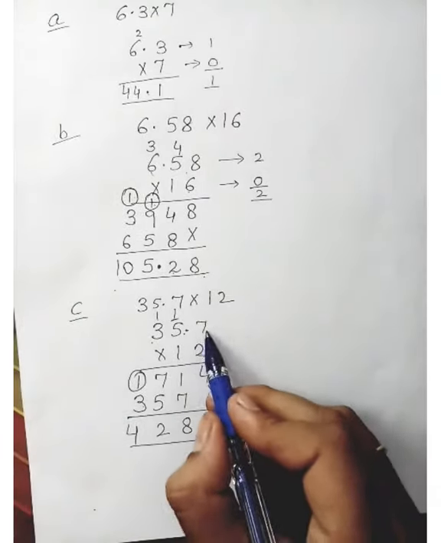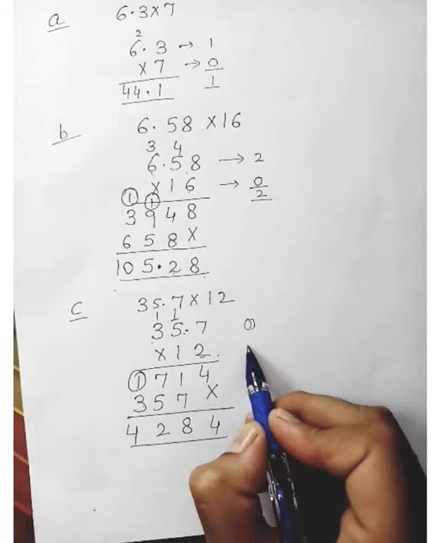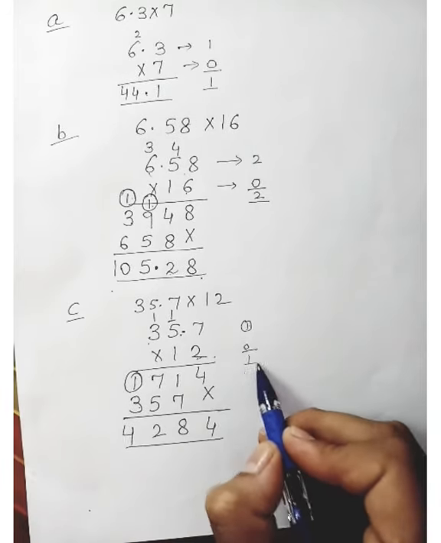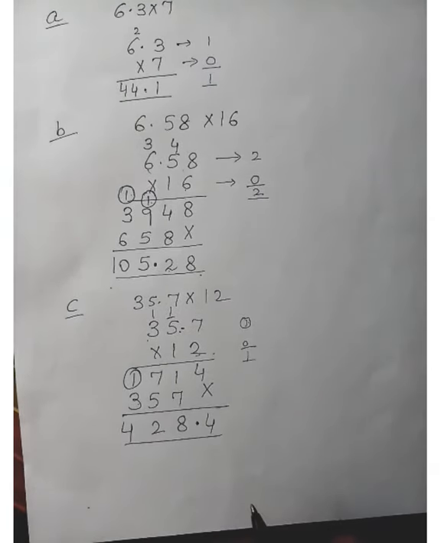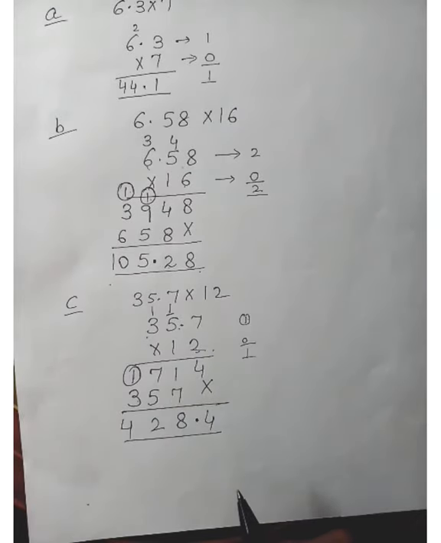Here after the decimal 1 digit, after the decimal in the other nothing, 1 plus 0 is 1. So from the right side place the decimal before 1 digit. Clear? Similarly you can do all the sums. Try these sums. Do it in your notebook.